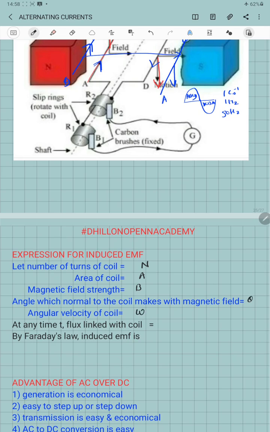velocity of the coil. So if this is the coil, this is the normal to the coil, and if this is the direction of the magnetic field, both are inclined at angle theta with respect to each other. We have already discussed this in one of the earlier videos.